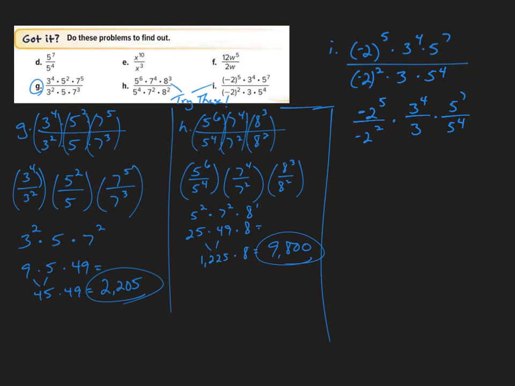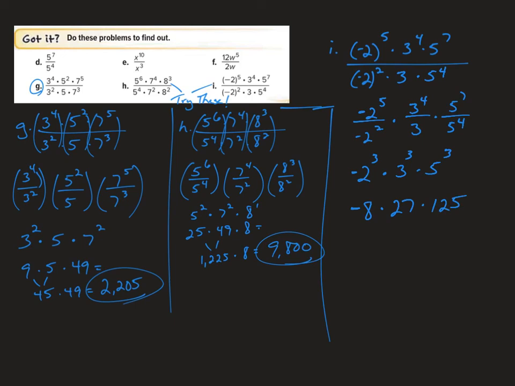And now I've got negative 2 to the 5th over negative 2 squared, so negative 2 to the 5 minus 2 becomes negative 2 to the 3rd. 3 to the 4th over 3 becomes 3 to the 4 minus 1, or 3 to the 3rd. And then 5 to the 7th over 5 to the 4th becomes 5 to the 7 minus 4, or 5 to the 3rd. Negative 2 to the 3rd becomes negative 8, which is negative 2 times negative 2 times negative 2. 3 to the 3rd becomes 27. 5 to the 3rd becomes 125.